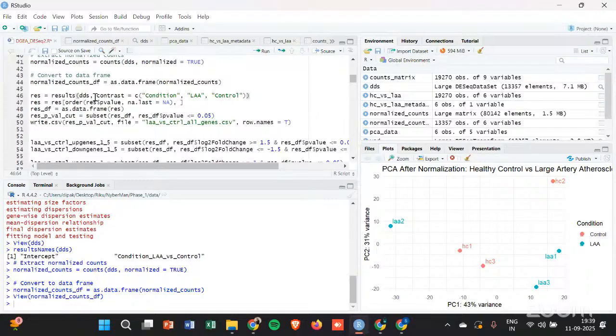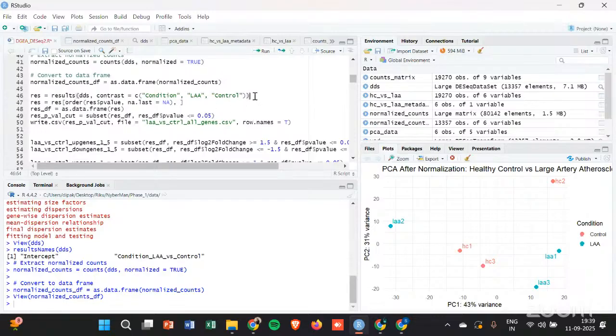The way you define this contrast is very important. You always want the baseline to be first, then your condition. Sorry, you always want your column name to be first, because this defines the particular function. The second parameter should be your condition, which is LAA, and the final parameter should be your control, which is going to be your baseline. So it should always be column name, condition, baseline.